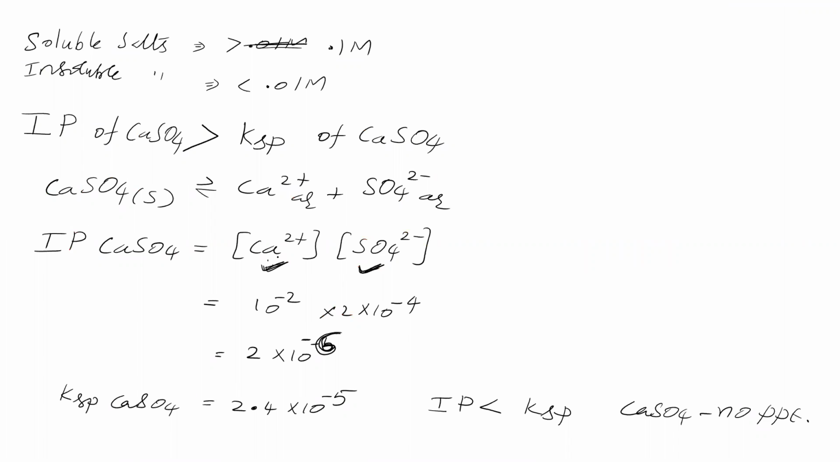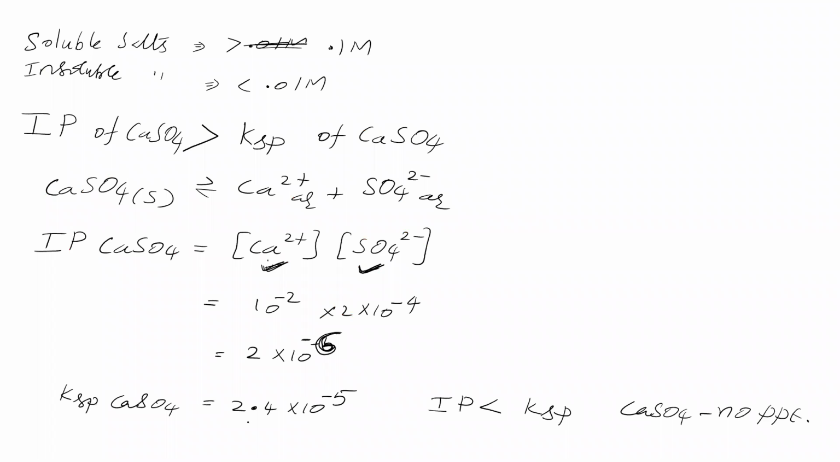The ionic product of calcium sulfate we are getting: calcium ion is 10 power minus 2, sulfate is 2 into 10 power minus 4. Therefore, the ionic product is 2 into 10 power minus 6. The solubility product we can write as 2.4 into 10 power minus 5.